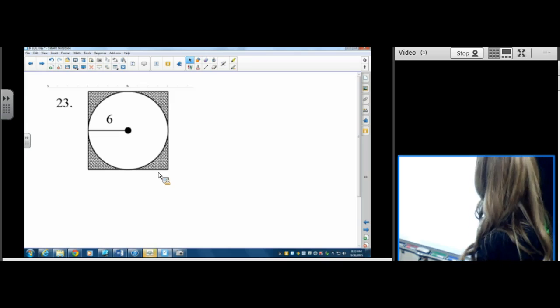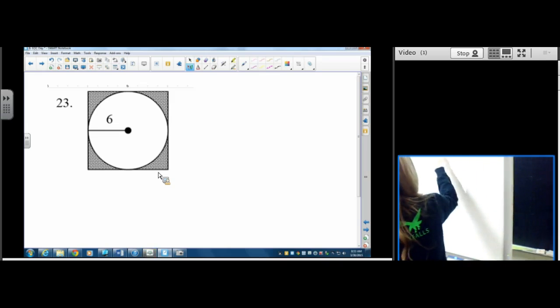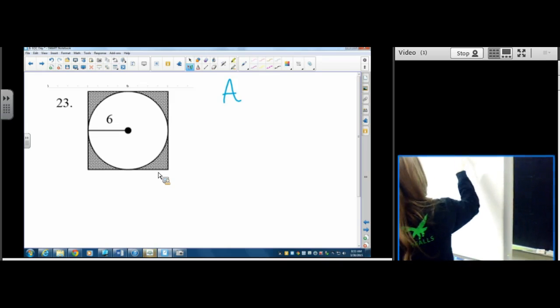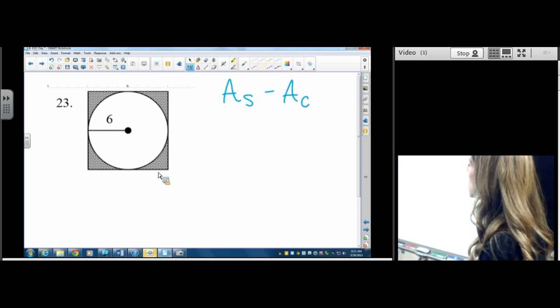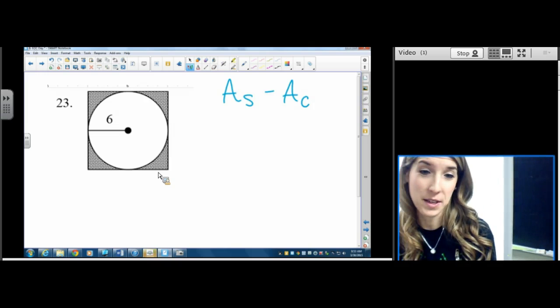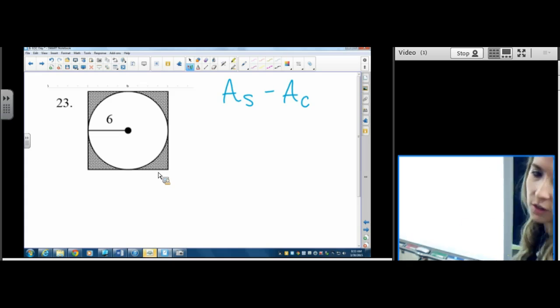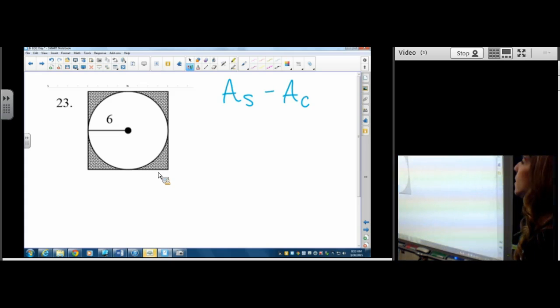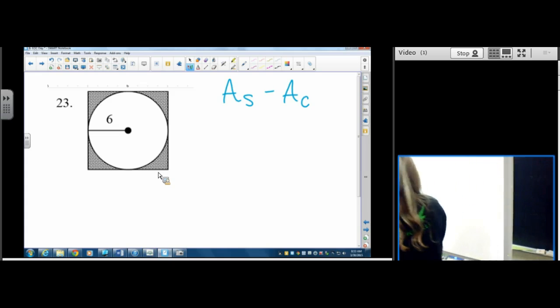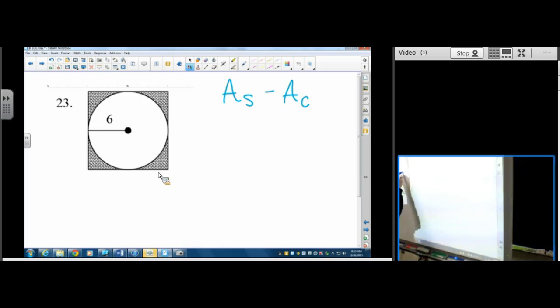Number 23. Always write the strategy down first. Area of a square minus area of a circle. We have to assume it's a square or else we could not solve this. It is a square if a circle is circumscribed in it though. So the area of a square, that's not bad. If the radius is 6, then the diameter is 12. That happens to be the side of the square.